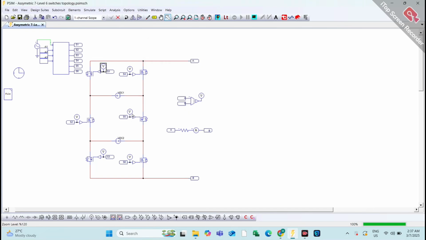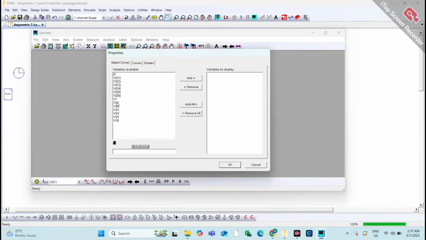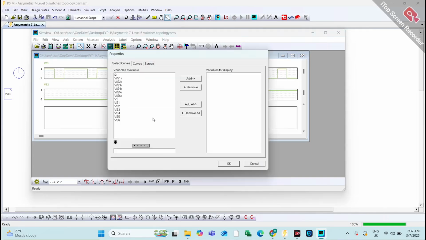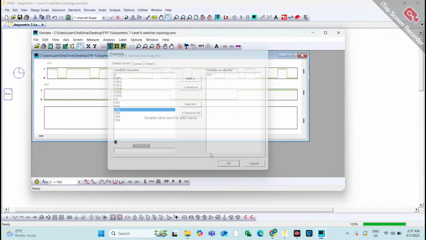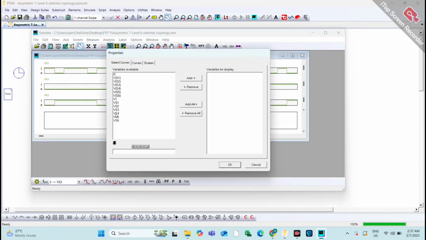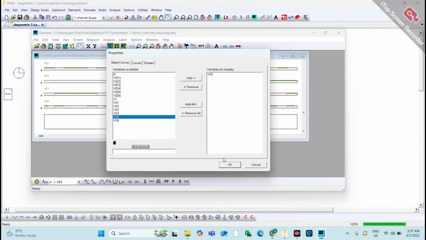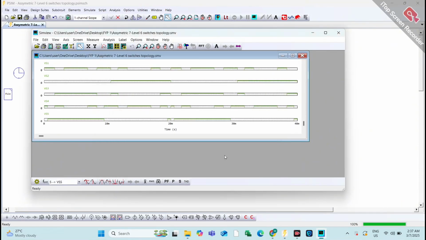Okay, now this is the gating signal setup. First, I place a voltage probe on each switch to observe the gating signal. We generate each gating signal to see the exact timing of when each switch turns on and off. This allows me to verify that the switching logic and defined angles were correctly implemented to produce the intended output waveform.